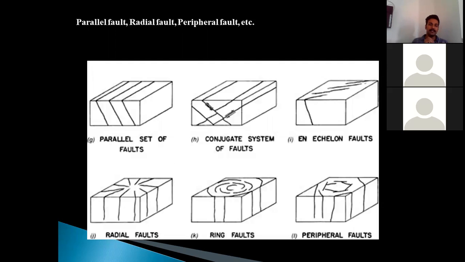Then we have some miscellaneous types of faults classified under geometric classification, where the parallel fault is there, conjugate fault is there, echelon fault is there, radial fault is there, ring fault, and peripheral fault. So this was all about the geometric and genetic classification of the fault.